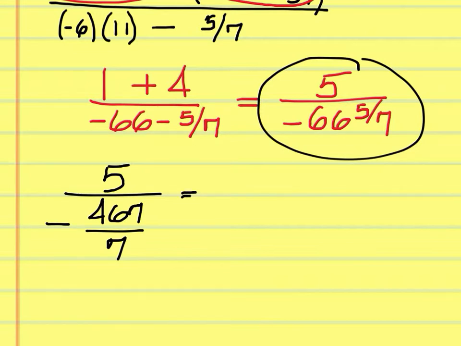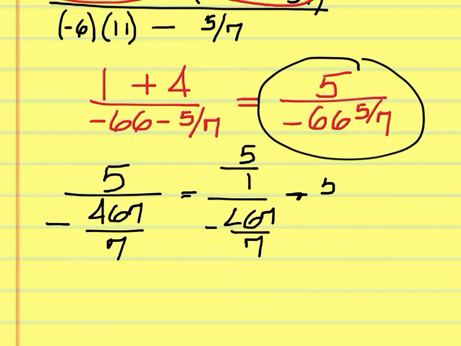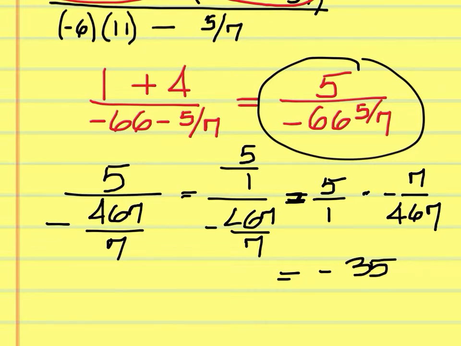Remember, on the top, that 5 is really the same as 5 over 1. On the bottom, your fraction is the same. So it would be 5 over 1 times a negative 7 over 467, which comes out to be a negative 35 over 467.